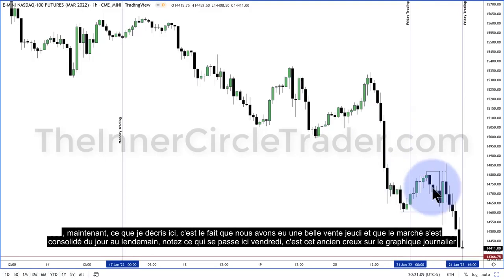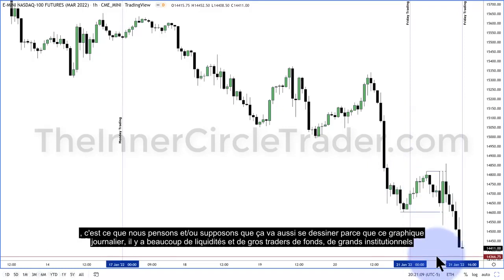Notice what happens here on Friday. This is that old low in the daily chart. That's what we're assuming it's going to draw to, because on that daily chart there's lots of liquidity. Large fund traders, large institutional traders, institutional mindset investors will be looking at these old lows and old highs, and liquidity providers will be looking to take business in around these same levels.